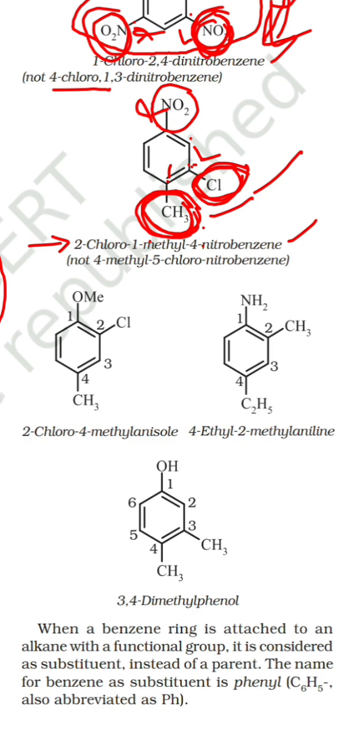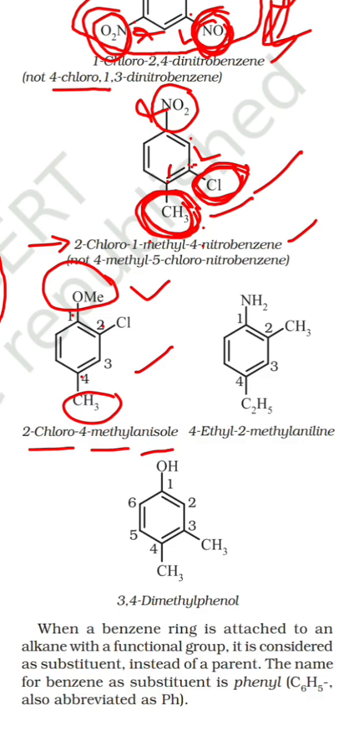And after that, this example is given where methoxy is present. Over methyl, methoxy is preferred, so obviously that gets the first number. And after that chloro is there, and at the fourth position methyl is there. So alphabetical order we have to follow obviously: 2 chloro, 4 methyl, anisole.